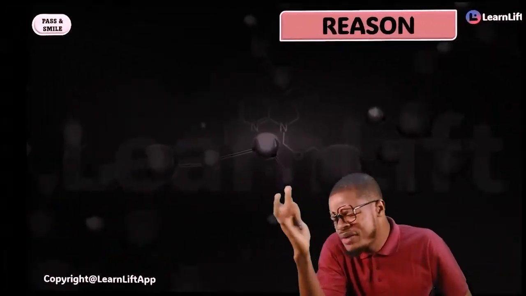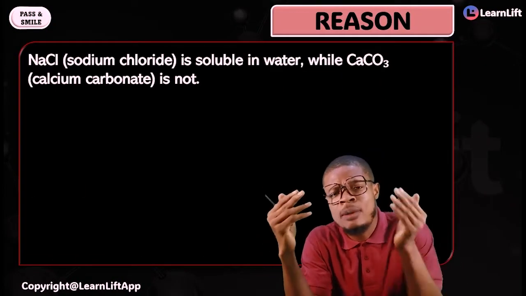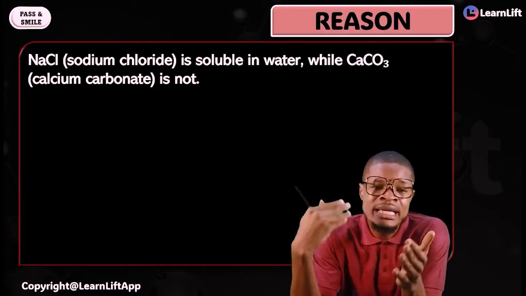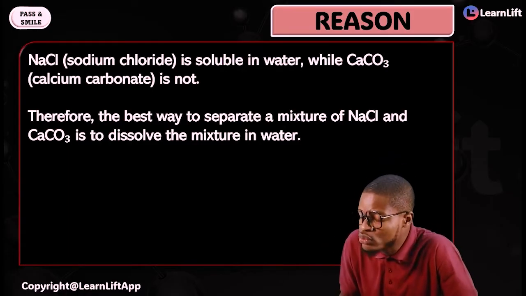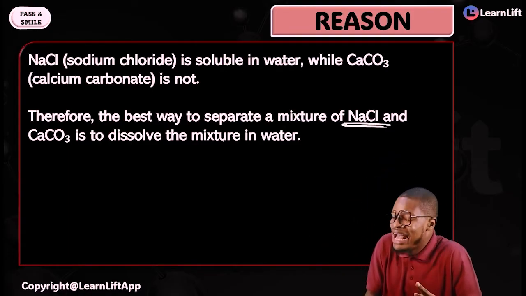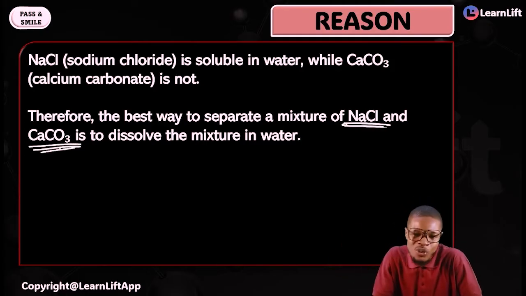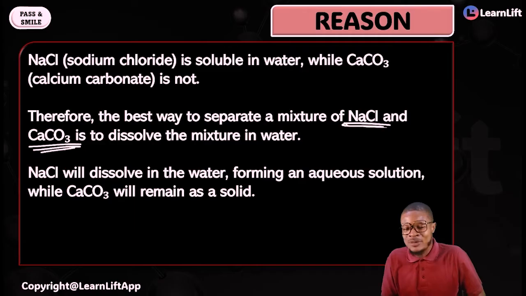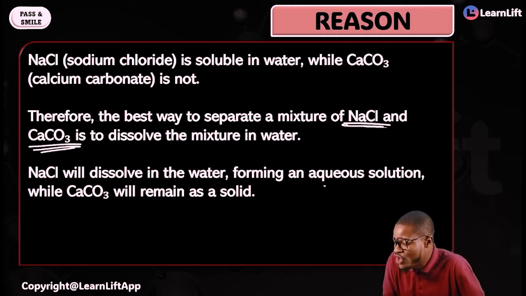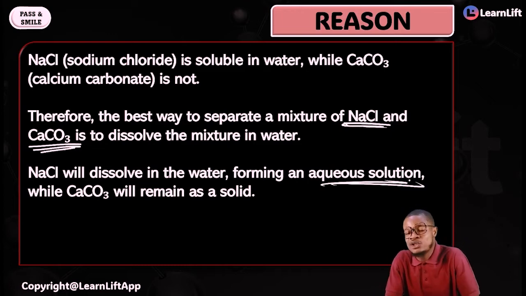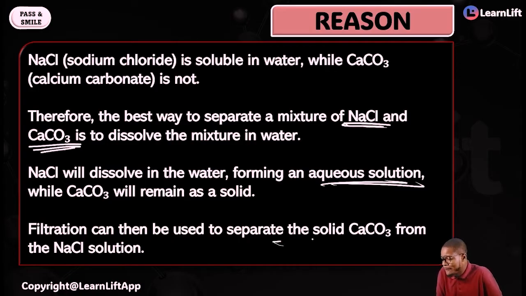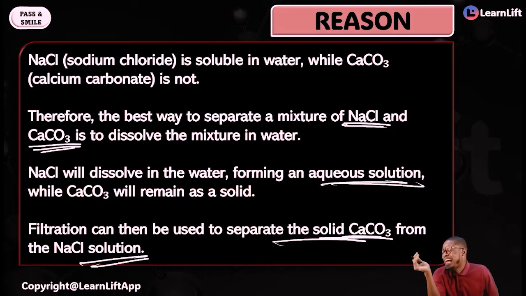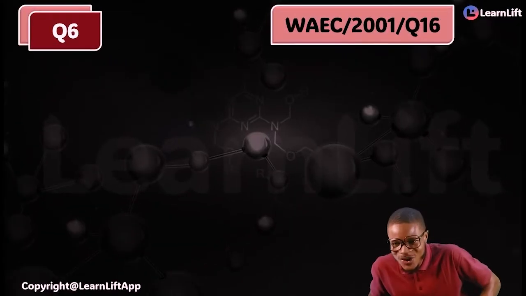Why is it so? It's very simple, easy and direct. Your sodium chloride is soluble in water, but CaCO3, calcium trioxocarbonate 4, is not soluble in water. Therefore, the best way to separate a mixture of sodium chloride and calcium trioxocarbonate 4 is to dissolve it in water. When you dissolve it in water, what will happen? Sodium chloride will dissolve in the water, forming an aqueous solution of sodium chloride. But CaCO3 will not dissolve. It will remain as solid. And what will happen? Filtration can now be used to separate solid CaCO3 from your sodium chloride solution. And that's how you obtain it and you are out of there.